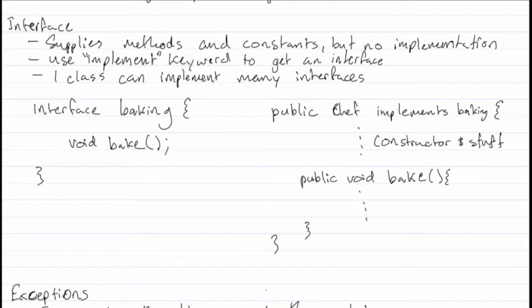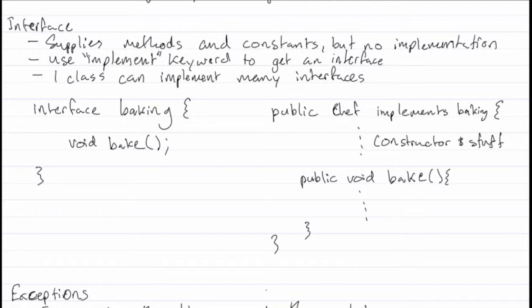One thing we mentioned earlier was interfaces. All an interface does is supply methods and constants to a class, but the interface itself doesn't actually implement how the method is created. So let's use an example here of a chef.